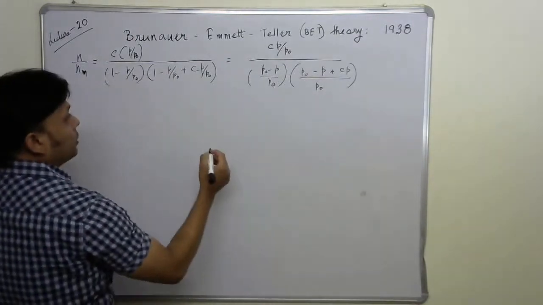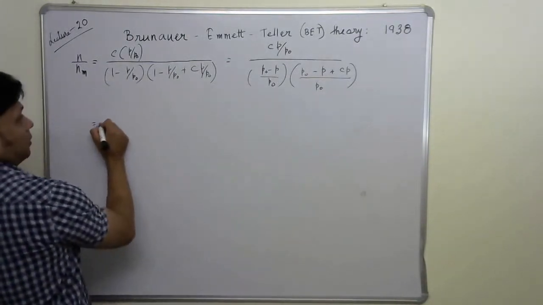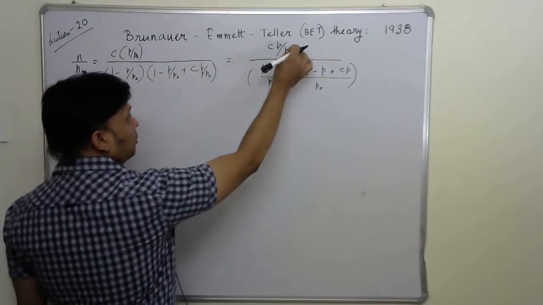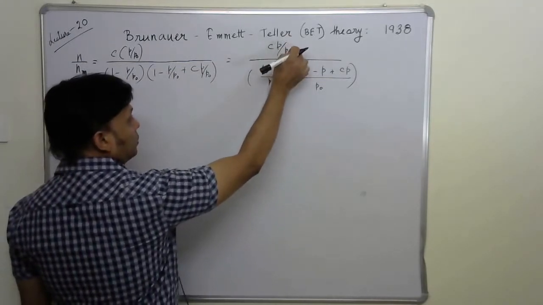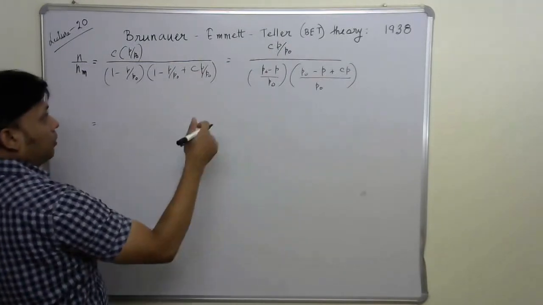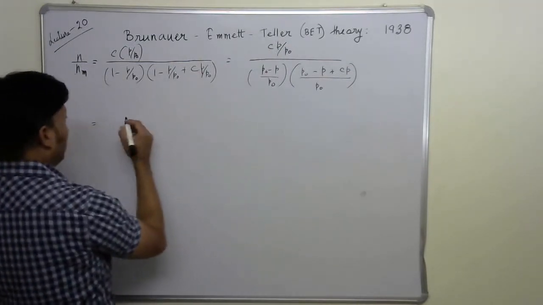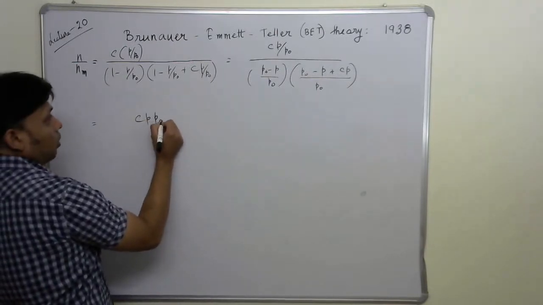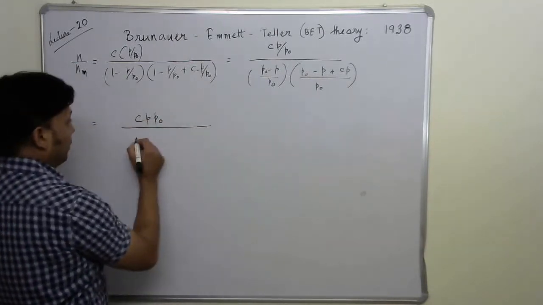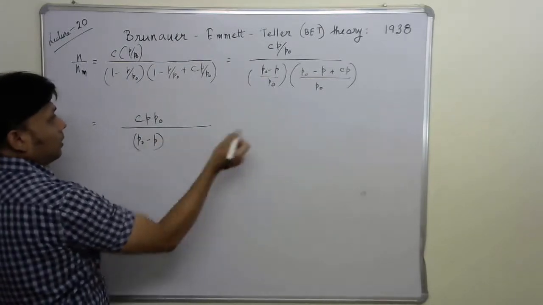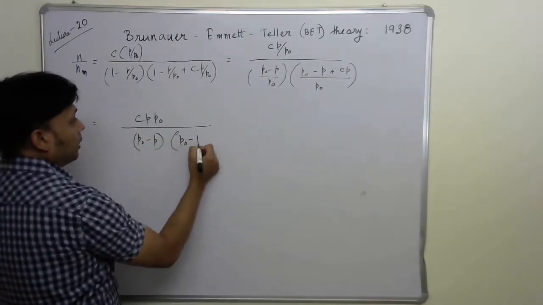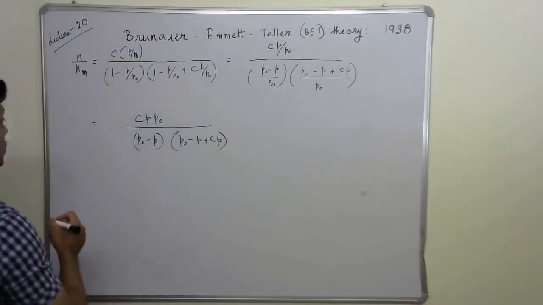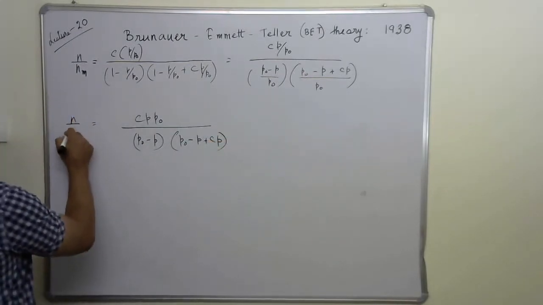All right. So now this is equal to, so we have P0 square at the denominator and P0 at the numerator. So therefore this can simplify to Cp divided by P0 minus P multiplied by P0 minus P plus Cp. All right, so that is equal to N over Nm.